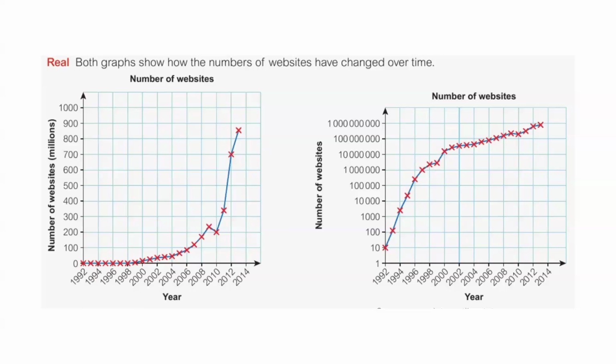If they ask you which graph you prefer to use to determine how many websites were published on the internet, you say the graph on the right side. That was it for the comparison between these two graphs, which represent the number of websites on the internet. Thank you very much.